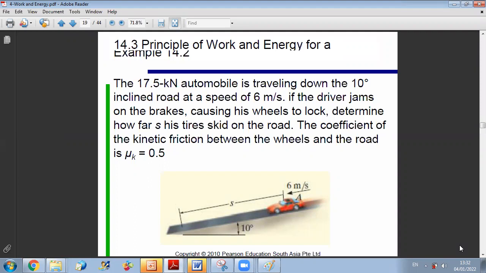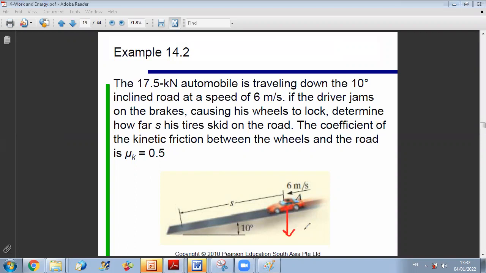Okay. So in this example, you always start by drawing the free body diagram of forces. You represent all forces acting on your system. So here, for example, we have, of course, the weight. We have the normal, which is perpendicular to contact. Here we treat the car as a particle. And we have the friction force, which will oppose motion.